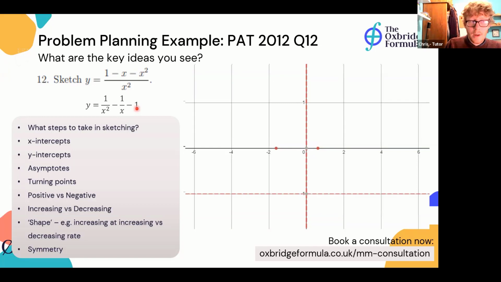And these are things that you tend to get marks for in the question, but they also help you sketch the rest of the curve, which is why it's good to start with them. Because now we've constrained how the rest of the curve can be: it's got to go through these roots, and it's got to approach these asymptotes.